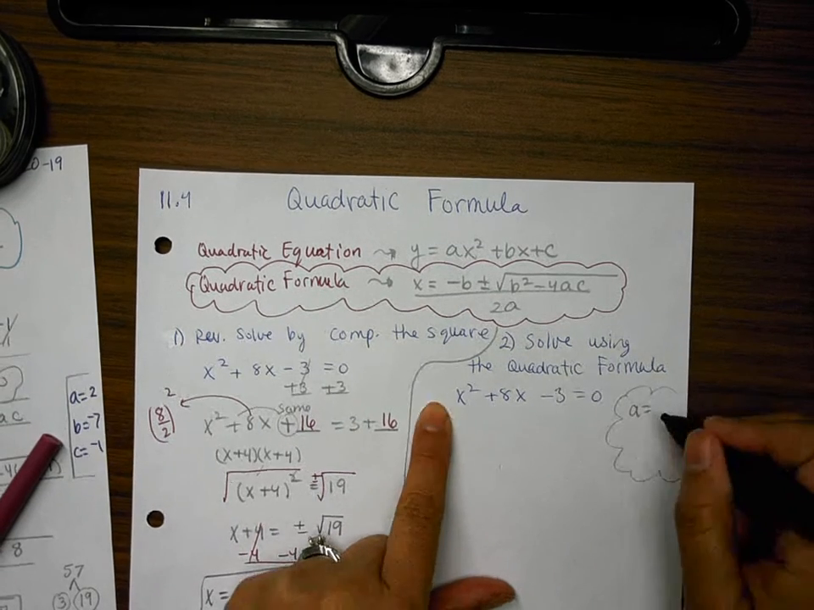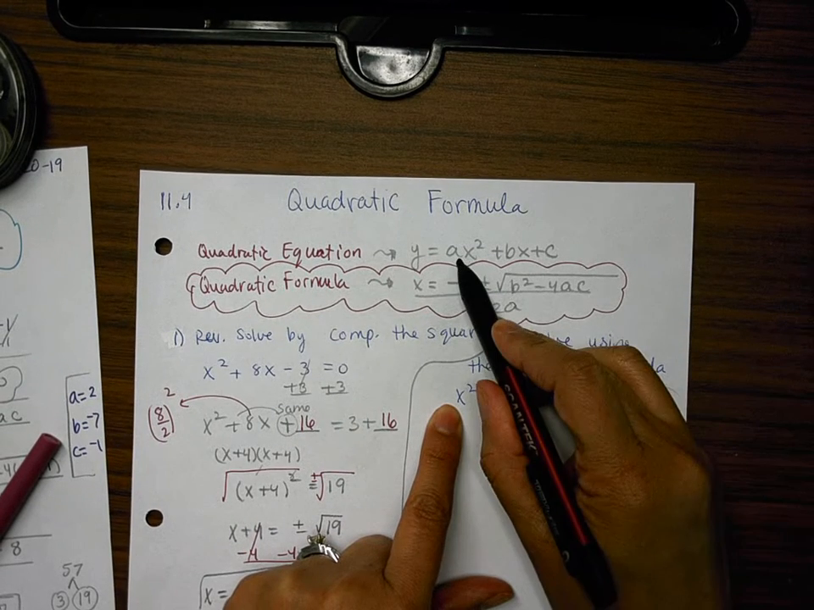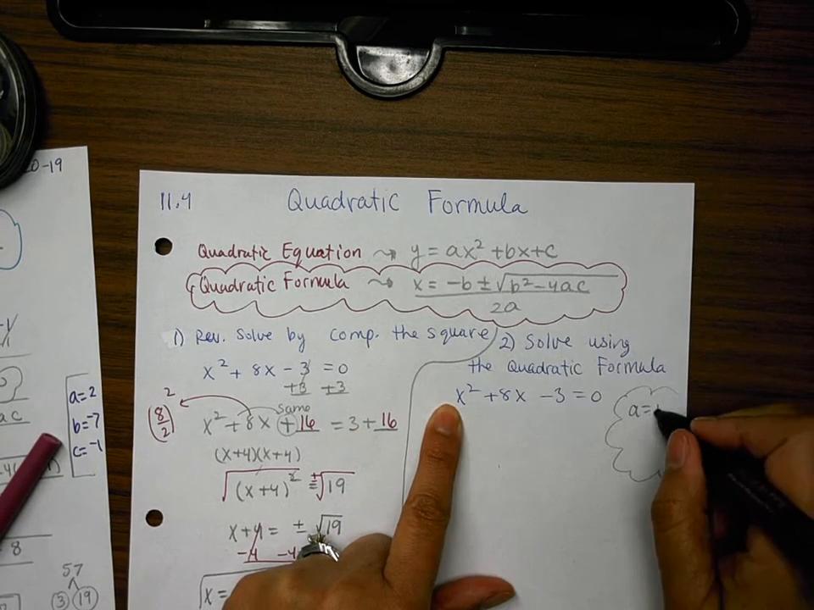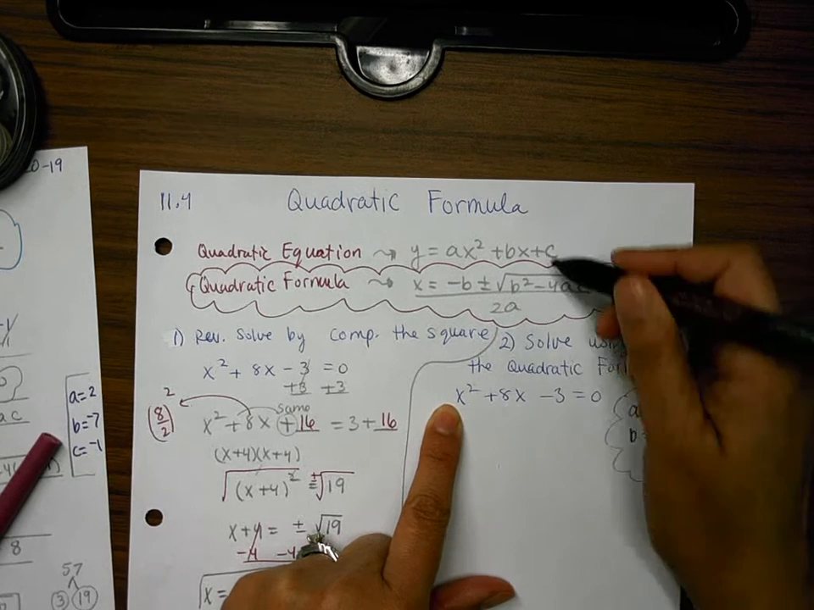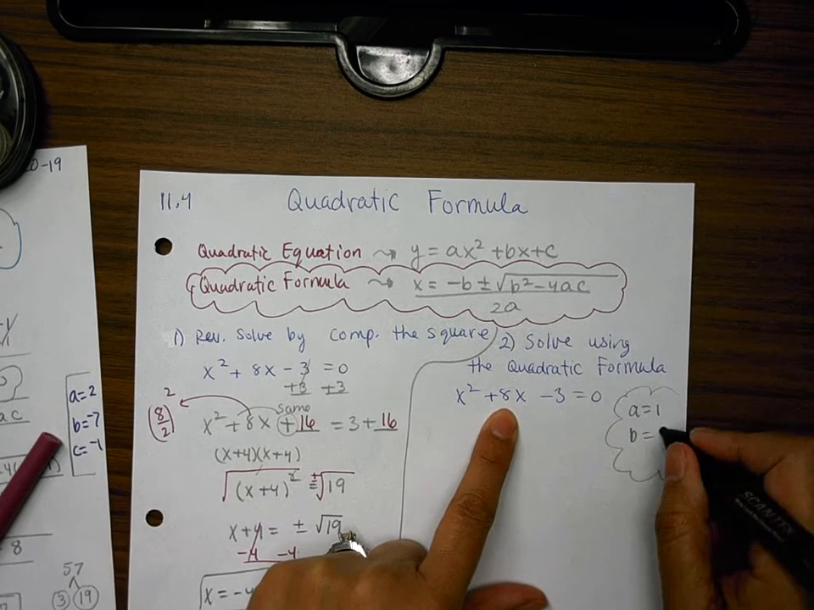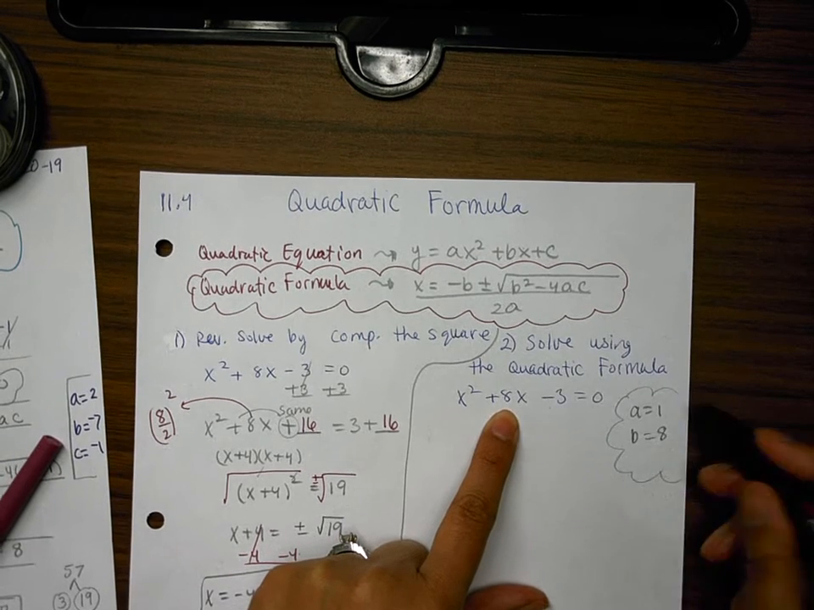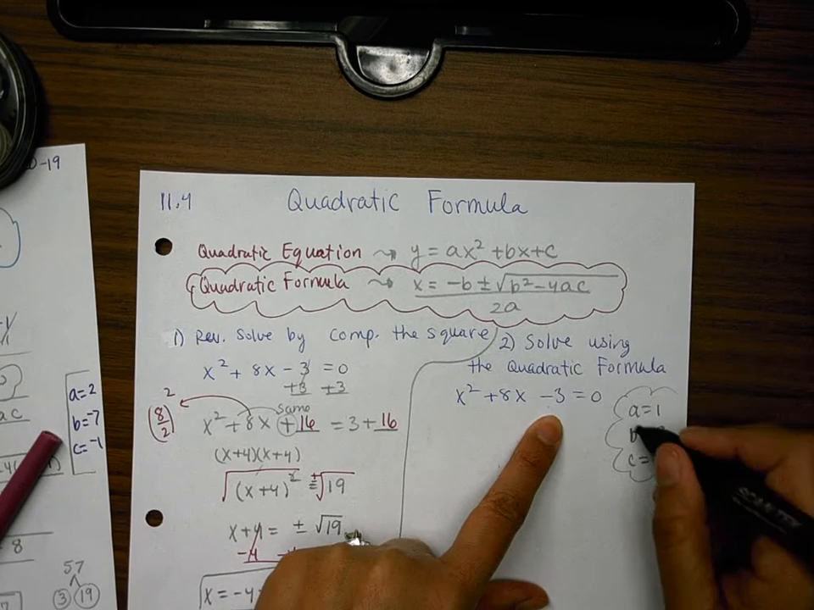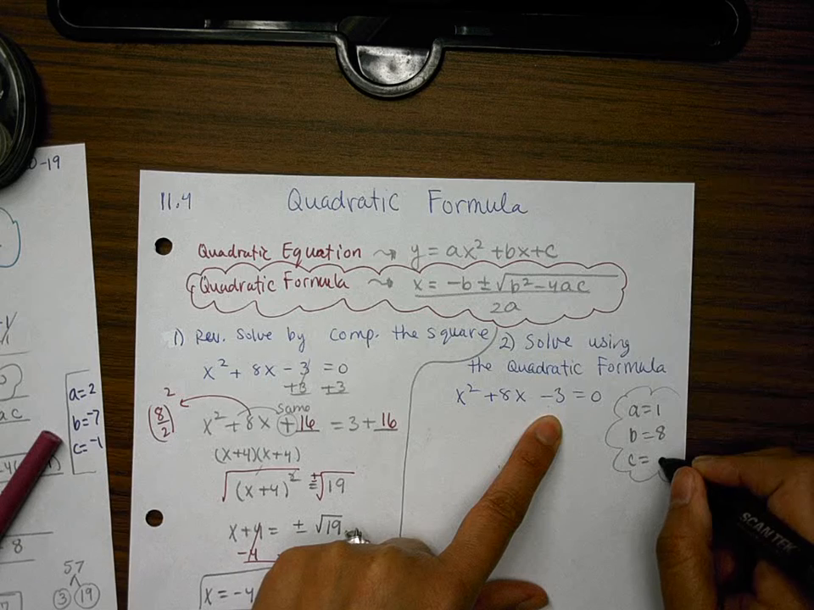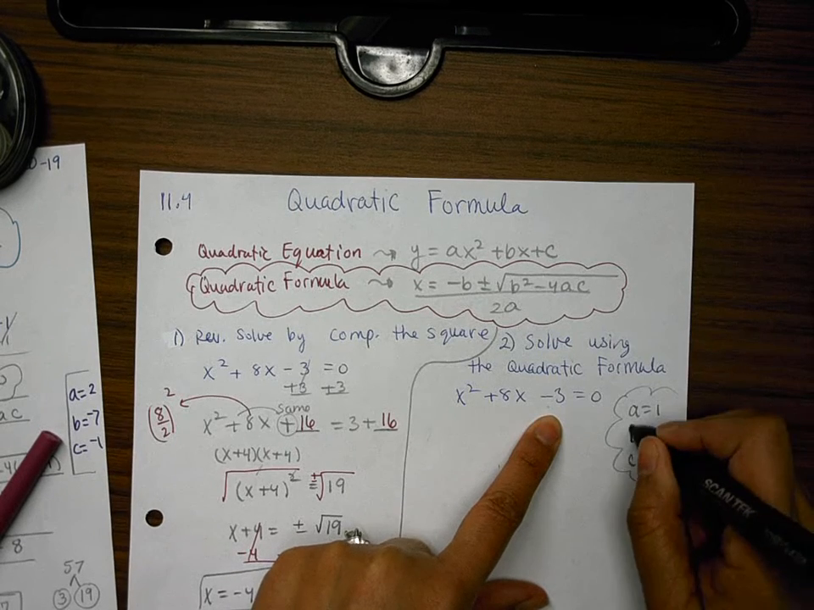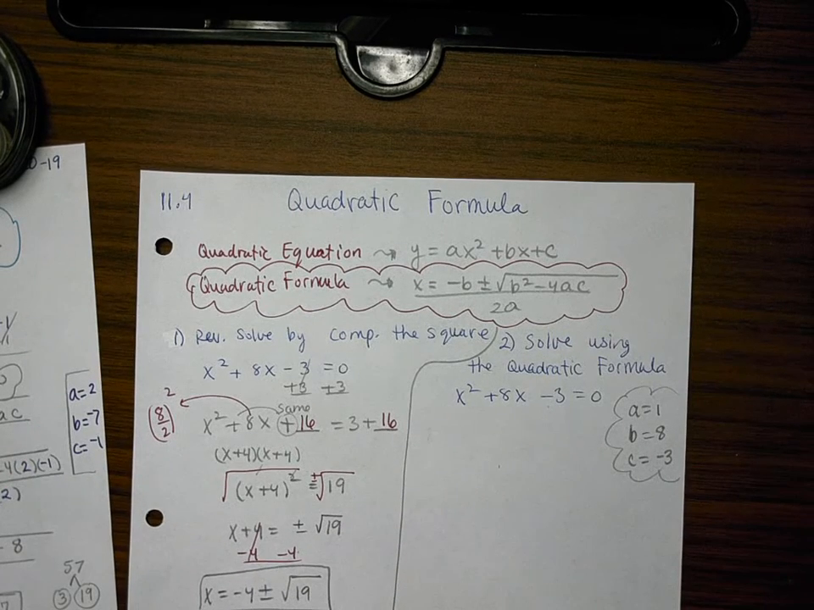A is the leading coefficient in front of the x squared. You can see it's always the leading coefficient. That's 1. B is always the number in front of your x. That's 8. And it is possible for B or C to be 0, never A. C is your constant, the number at the end, and that is negative 3. So A is 1, B is 8, C is negative 3.